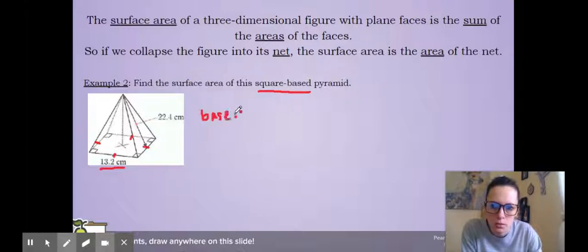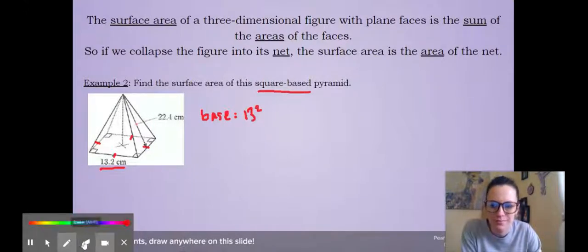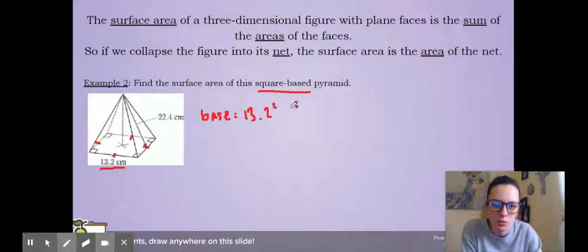When I'm finding the area of a square, I can just say it's one side squared, or multiply the length times the width, however you want to think about it. Either way, you're doing 13.2 times itself, or squared, and you're getting 174.24. Again, not rounding until the very end, so I'm leaving it with all 5 of those sig figs.